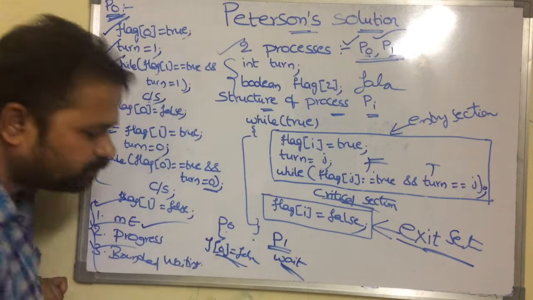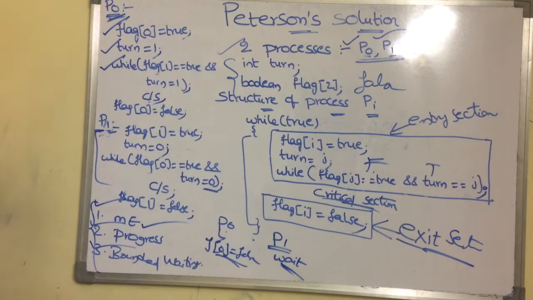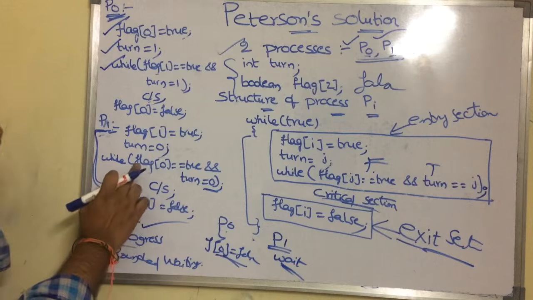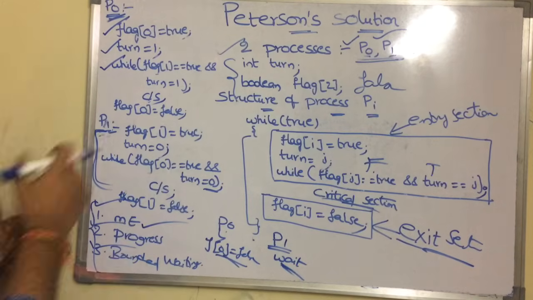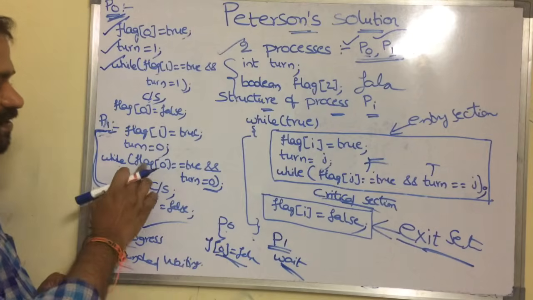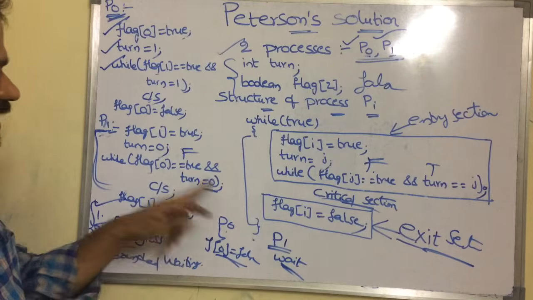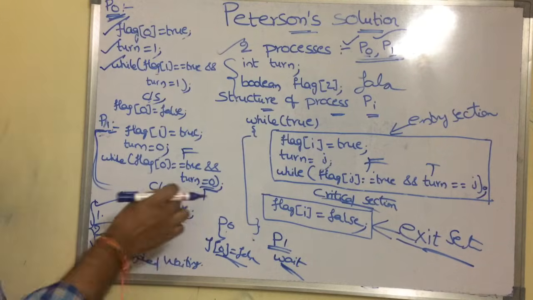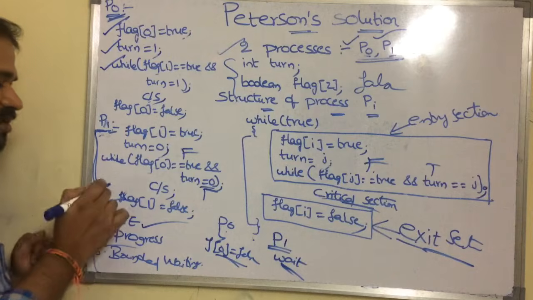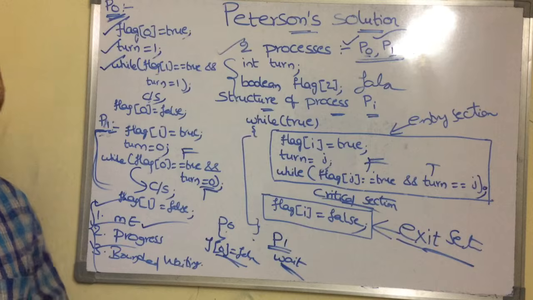So now let us assume that the process P1 wants to enter into the critical section. So P1 executes this condition. So flag of 1 is equal to true. Next, turn is equal to 0. Next, while flag of 0 is equal to true. But what is flag of 0? Flag of 0 is false. So false equal to true, this condition is false. Next, this condition is true. So false and true means false. So the entire expression is false. So the control comes out from the while loop and the P1 process enters into the critical section.